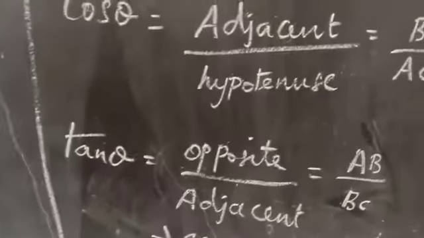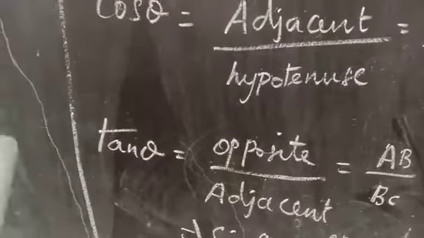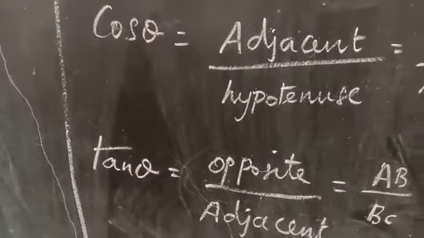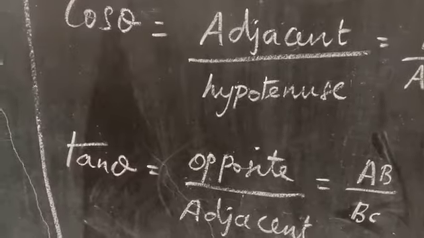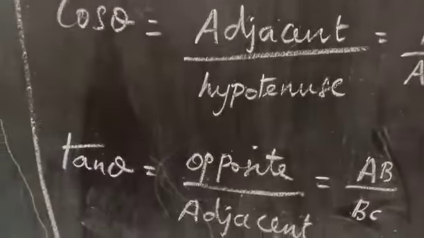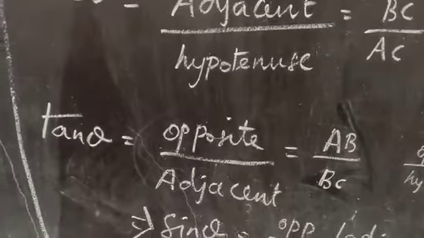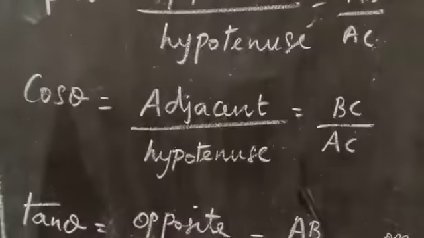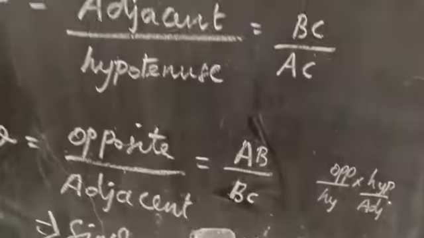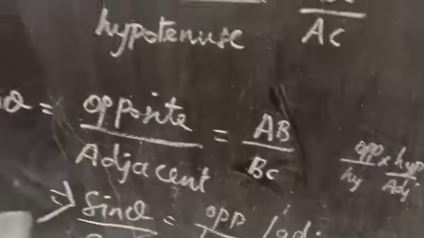Then tan theta. Tan theta is sin theta by cos theta. That means tan theta is equal to opposite by adjacent. Opposite is AB and adjacent is BC. So tan theta is AB by BC.